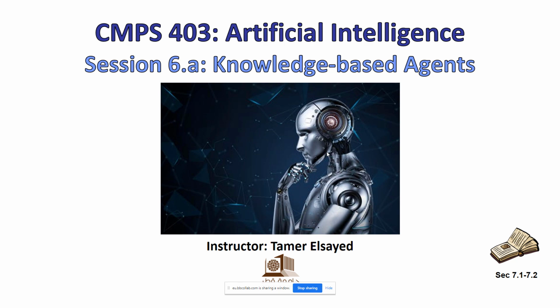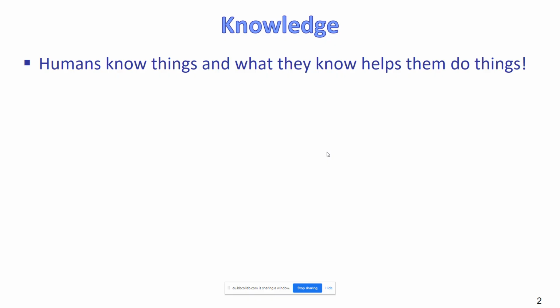So from the name, knowledge-based agents, that means that we will talk about knowledge. What is knowledge? Knowledge are the things that we know about the world. Things like I live in Doha. I work as an associate professor. The sky is blue. All of these are pieces of knowledge to me, or about me, or about the world.